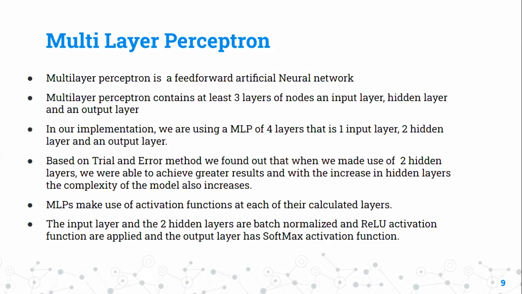And coming to the multi-layer perceptron, we have made use of it for multi-class classification. A multi-layer perceptron is a feed-forward artificial neural network. It contains at least 3 layers: an input layer, a hidden layer, and an output layer. We are making use of an MLP with 4 layers: one input layer, 2 hidden layers and an output layer. We decided the number of hidden layers based on trial and error. When we increased the number of hidden layers, the complexity of the model increased, which in turn increased the memory usage and computational power. And when we decreased the number of hidden layers, we were not able to achieve good results.